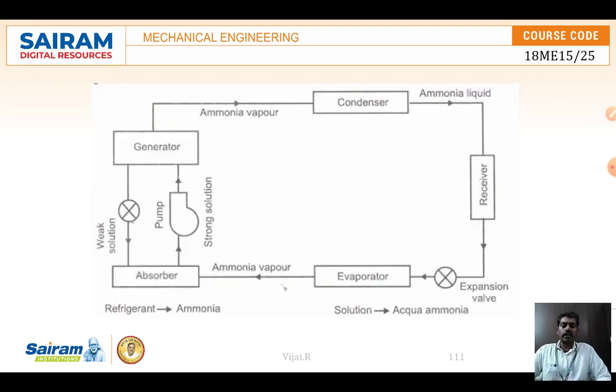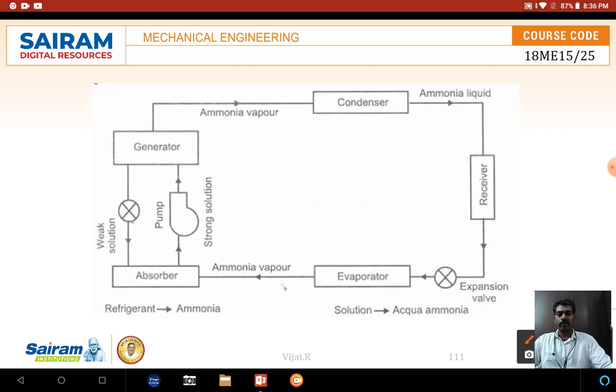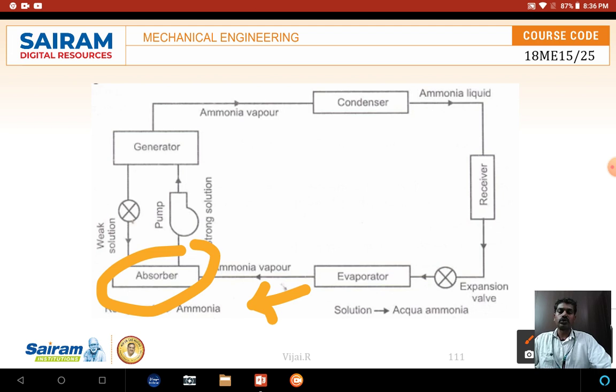And here once again we can see this image. The first important thing is the evaporator. Through the evaporator, the ammonia vapor goes to the absorber. In this absorber, water plus ammonia becomes a solution. So ammonia and water become a solution. The pump will pump this ammonia solution to the generator.